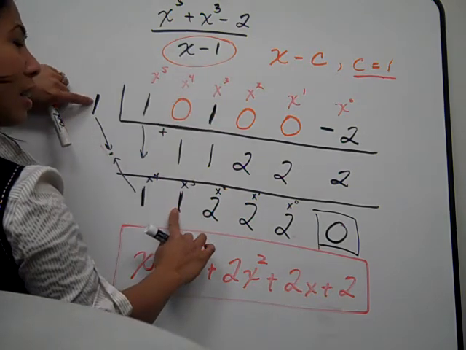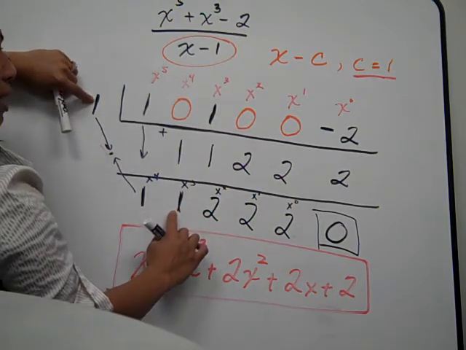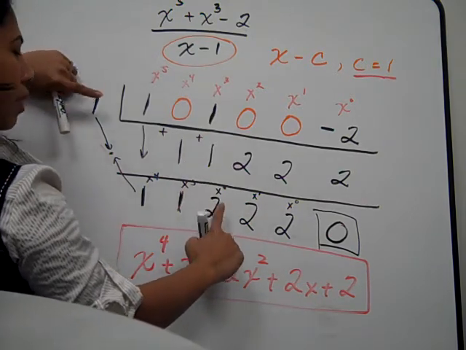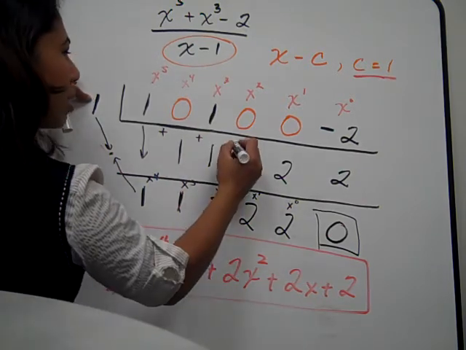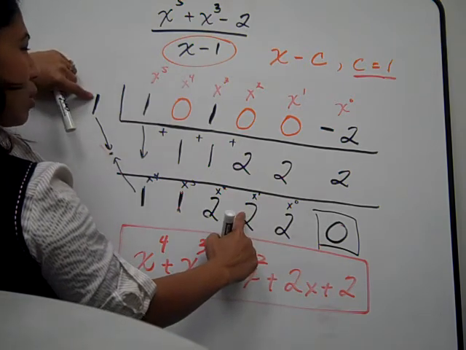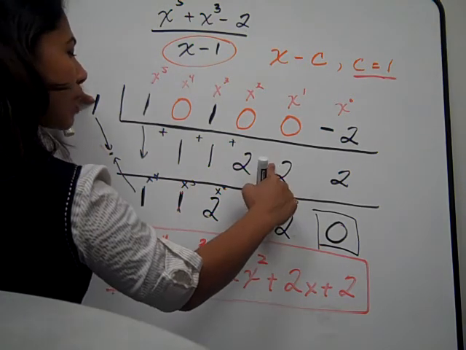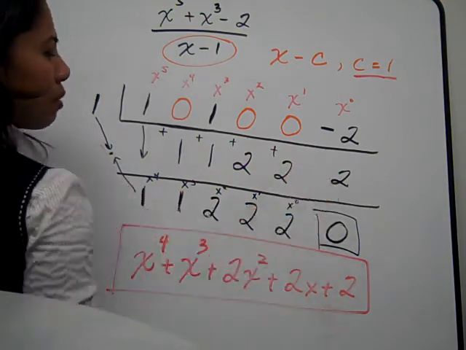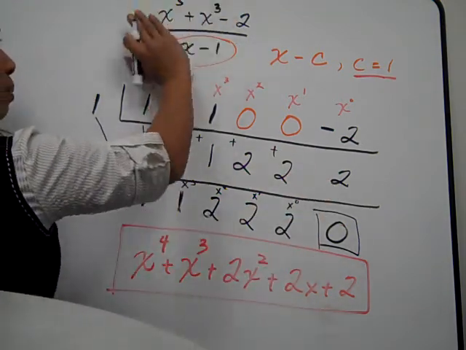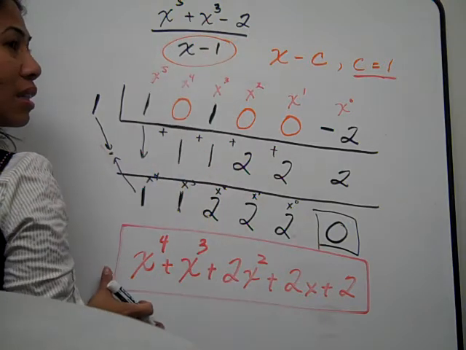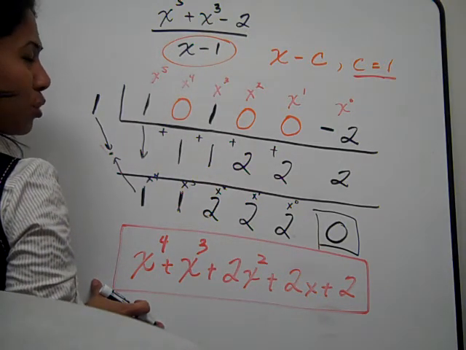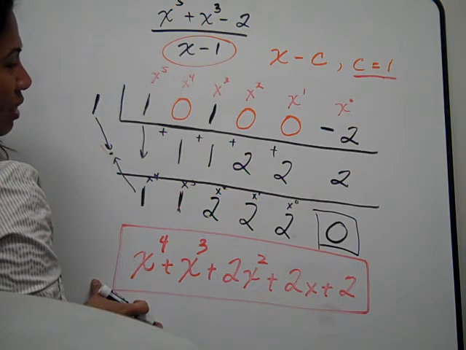It becomes 1. And then we multiply again. 1 times 1 is 1. We put it here, and then we add them. Now 2 times 1 is 2. We put it, we add. 1 times 2 is 2. It becomes this one, and then we add. And then this is what we have. So the quotient of this problem is this. This is called synthetic division. It is a lot shorter and prettier than the long division that we did earlier.